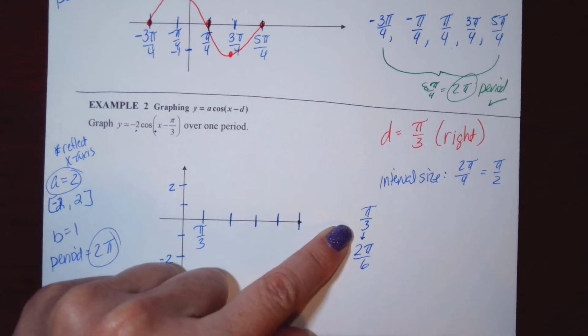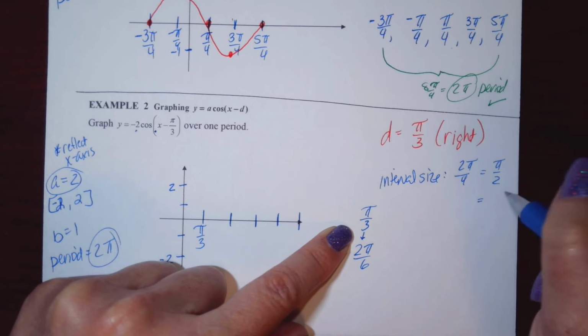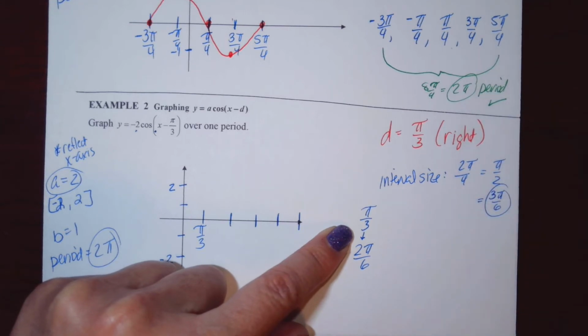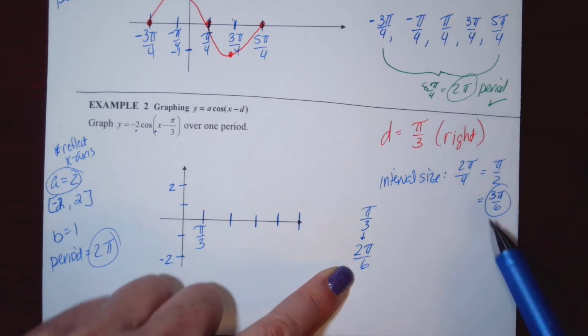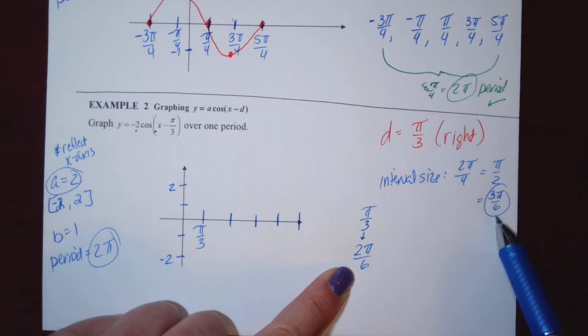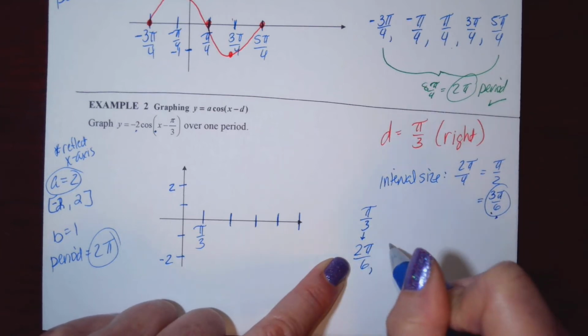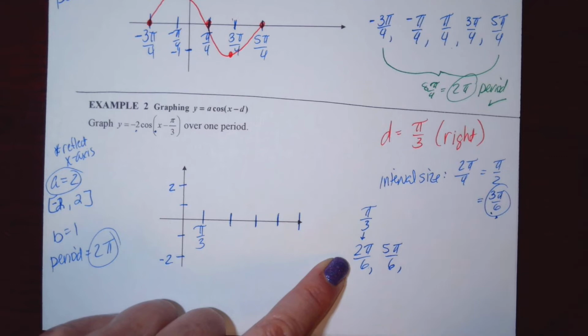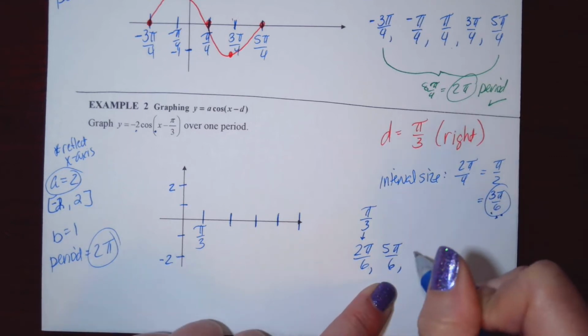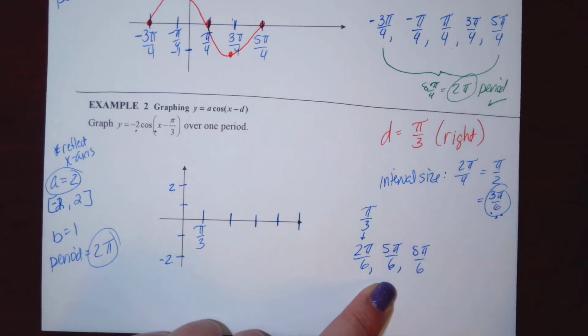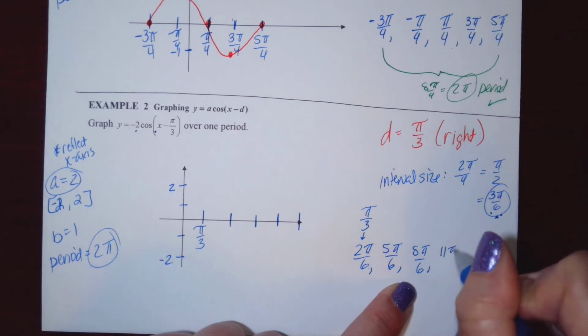You got to do some work with fractions here. That's why we started out the semester with that orientation question that we did. Pi half, my interval size, is the same thing as 3 pi sixth. So from my first point, I'm going to be adding this interval size, 3 pi sixth. So 2 pi sixth plus my interval gets me to 5 pi sixth, plus my interval gets me to 8 pi sixth, which is going to simplify, plus my interval gets me to 11 pi sixth.